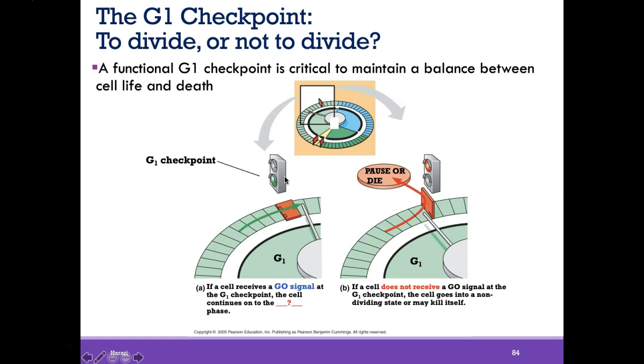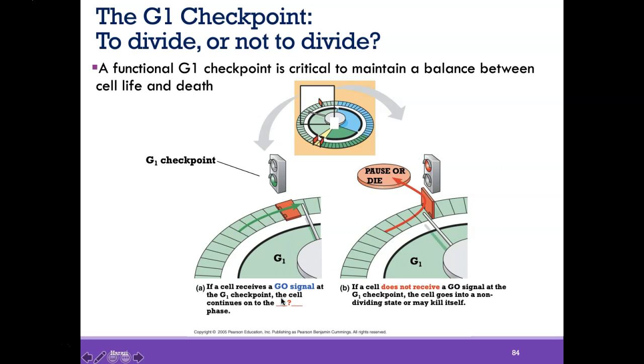Because at this point, if it sees a go signal, it will continue on to S phase to replicate its DNA. If there is a stop sign, if the cell does not receive a go signal at the G1 checkpoint, the cell might go into a non-dividing state like G0, or it might go to apoptosis.